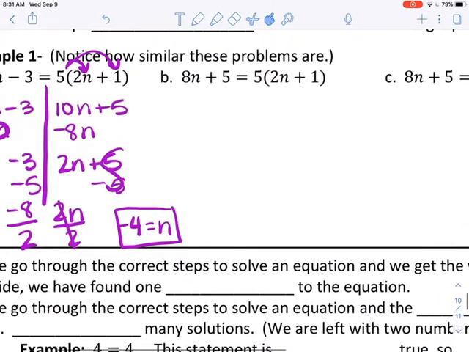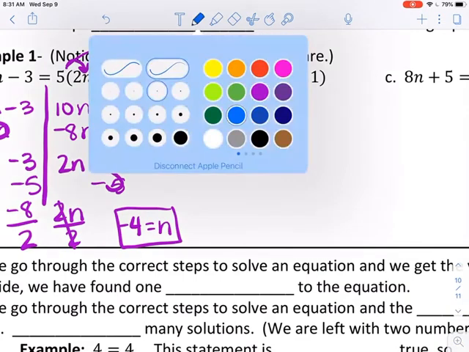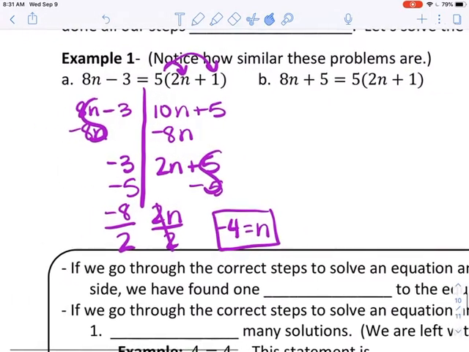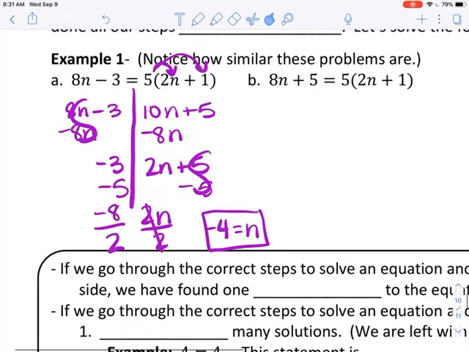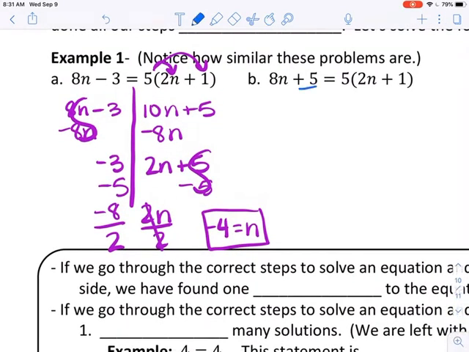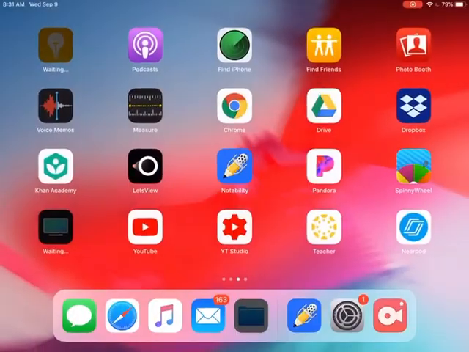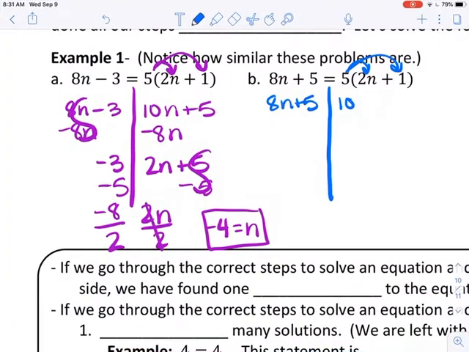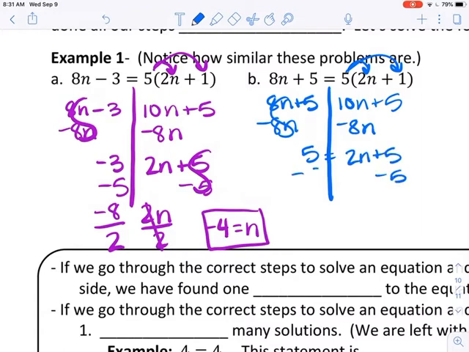Let's go ahead and do B. I'm going to change colors. And this is actually almost exactly the same process. It looks almost exactly the same. The only thing that changed is that this is a 5. So I'm going to do all the exact same steps I did before because they're literally exactly the same. So I'm going to rewrite this and I distributed. Oh no, sorry about that. And then subtract. And then undo addition with subtraction.